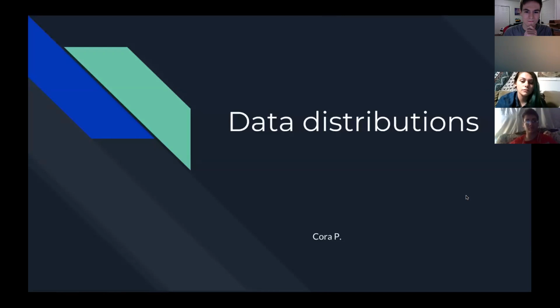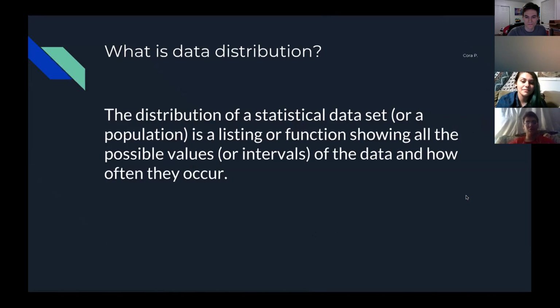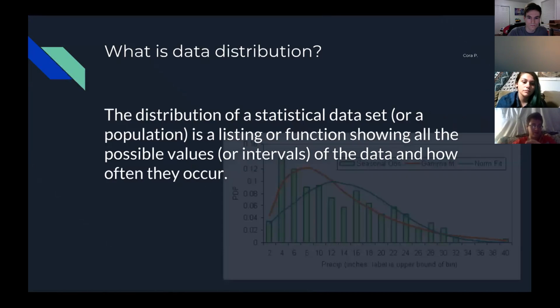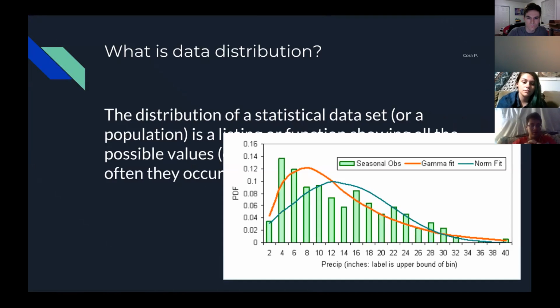Data distributions. What is a data distribution? Data distribution is the distribution of a statistical data set or population, a listing or function showing all the possible values or intervals of the data and how often they occur. Here is an example of data distribution.